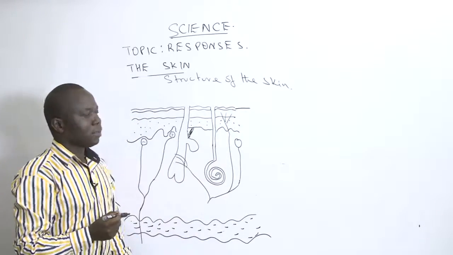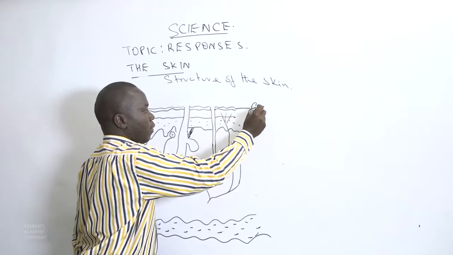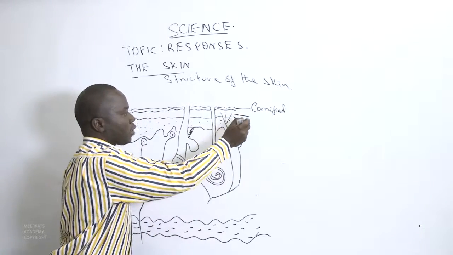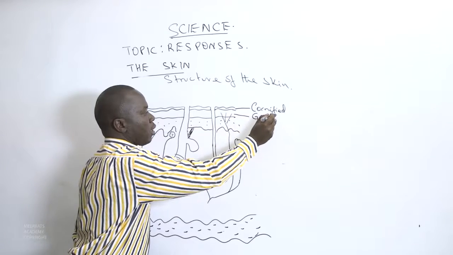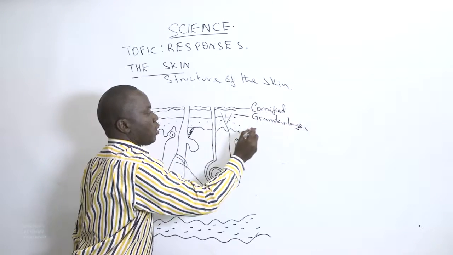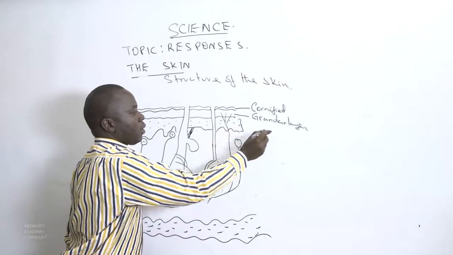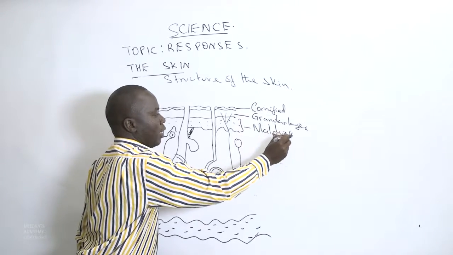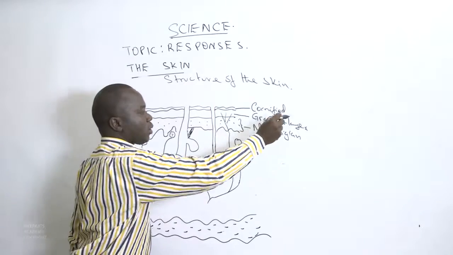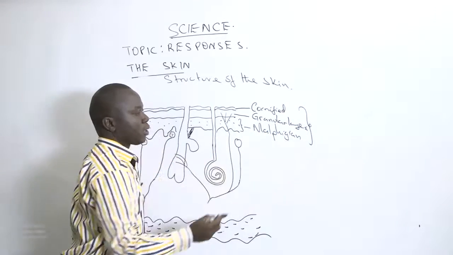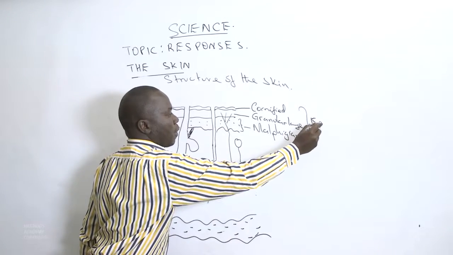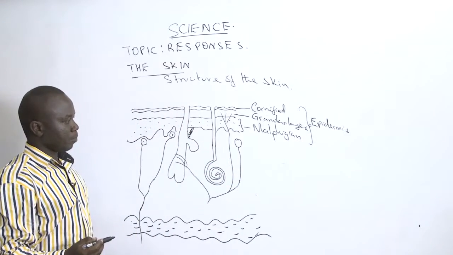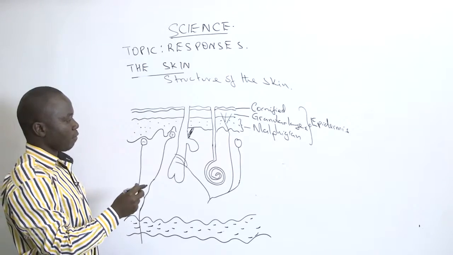So the upper layer is called the cornified layer. What follows is the granular layer. And then this layer is called the Malpighian layer. So these three make the epidermis.